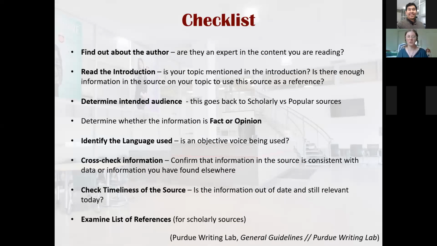And then you want to check the timeliness of the source. Is this information out of date? Is it still relevant today? If you're writing a paper about a history event, obviously that event is not going to change over time. But if you're writing something about data that is constantly changing, you want to make sure that you have the most up-to-date information that you can have.